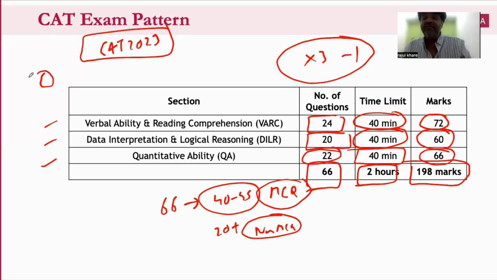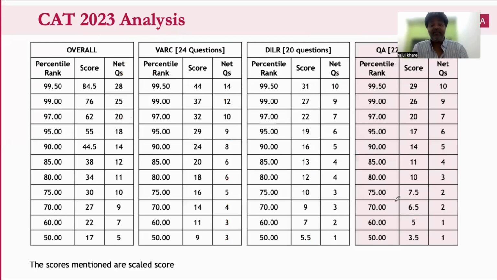Now, one interesting thing which you need to know: out of 198 marks, what was the CAT cutoff? कितने marks लाने थे CAT cutoff करने के लिए? And you will be shocked to believe, the next slide, that you have to just get 84.5, which is a scaled score, to get a 99.5 percentile in CAT.